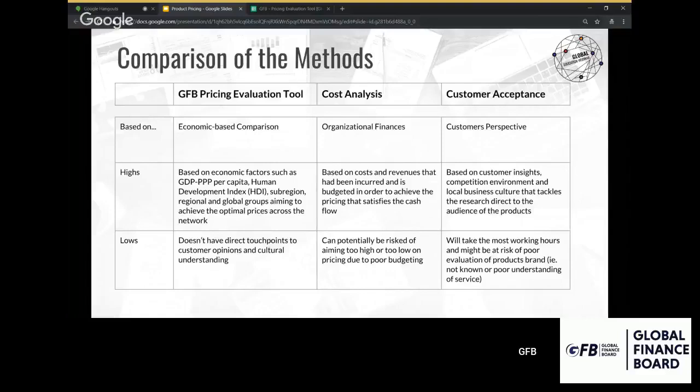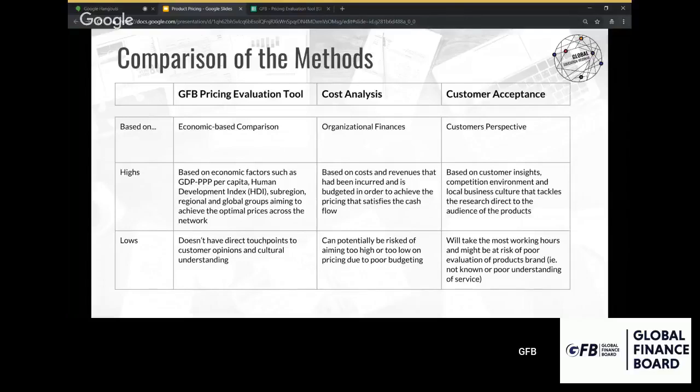cultural understanding, meaning that because this tool is based on research data already provided by other institutions, it is not able to get a direct touch point to the different people we are selling to, meaning customers' opinions.